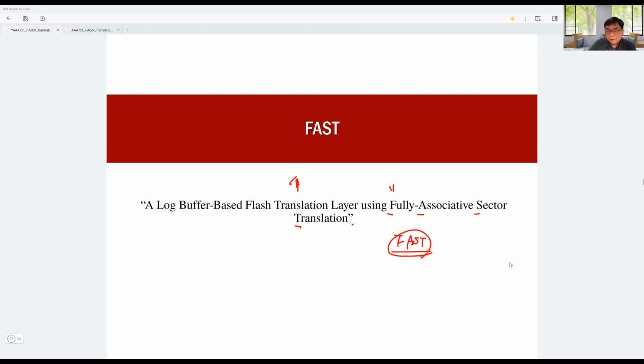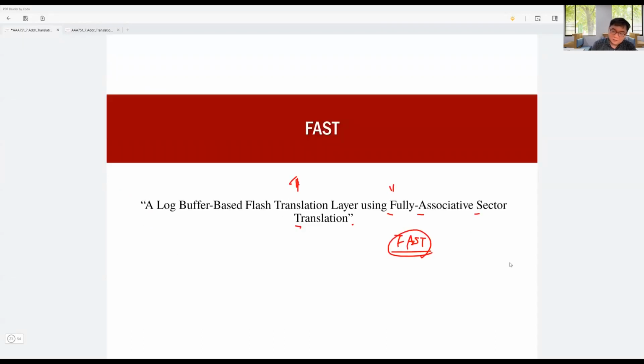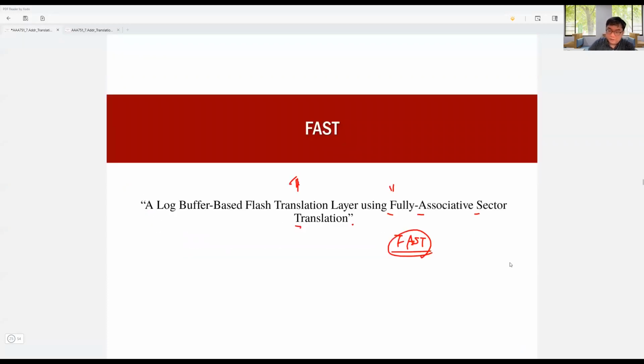Okay. And this previous idea is called the BAST because usually this log scheme is called the block associative sector translation. So it's a BAST. Okay.